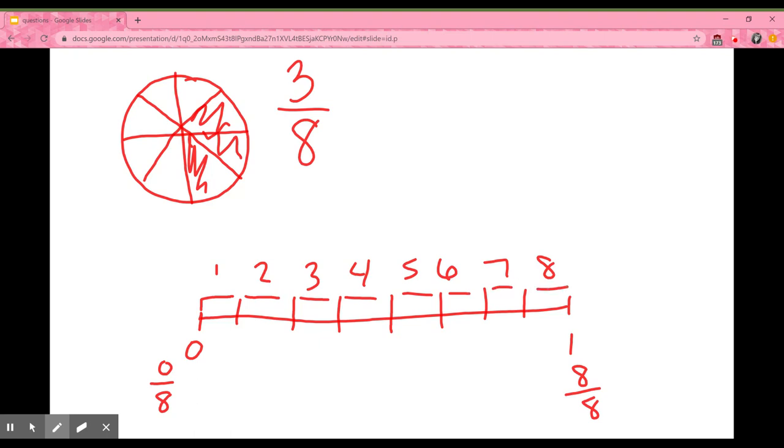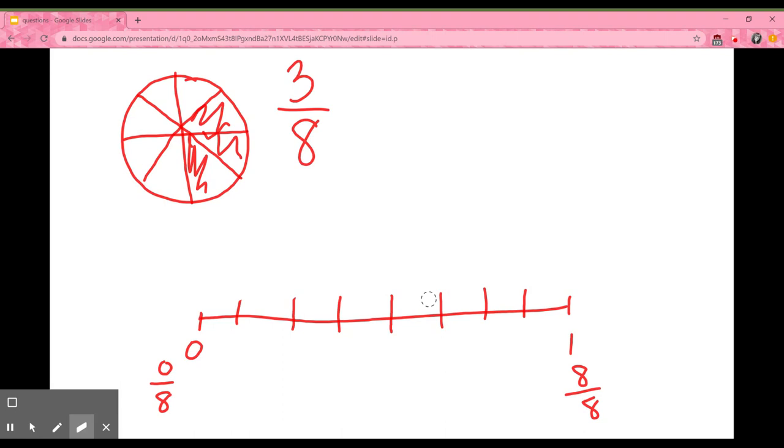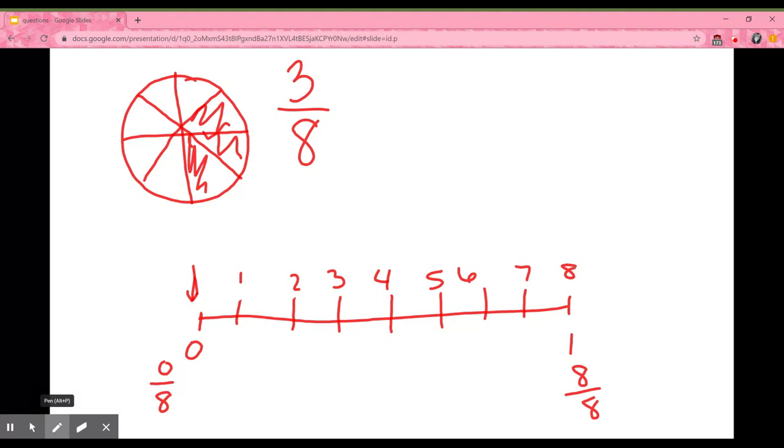So you can count the spaces as the fractions, or you can count the lines. But the only thing about counting the lines is you don't start counting on this one, because remember this one is 0. So we have 0, and then you go 1, 2, 3, 4, 5, 6, 7, 8. So if you're counting the lines, just make sure that you remember the very first one is 0. And if you're counting the spaces, just make sure that you know the number goes at the right side of the space.